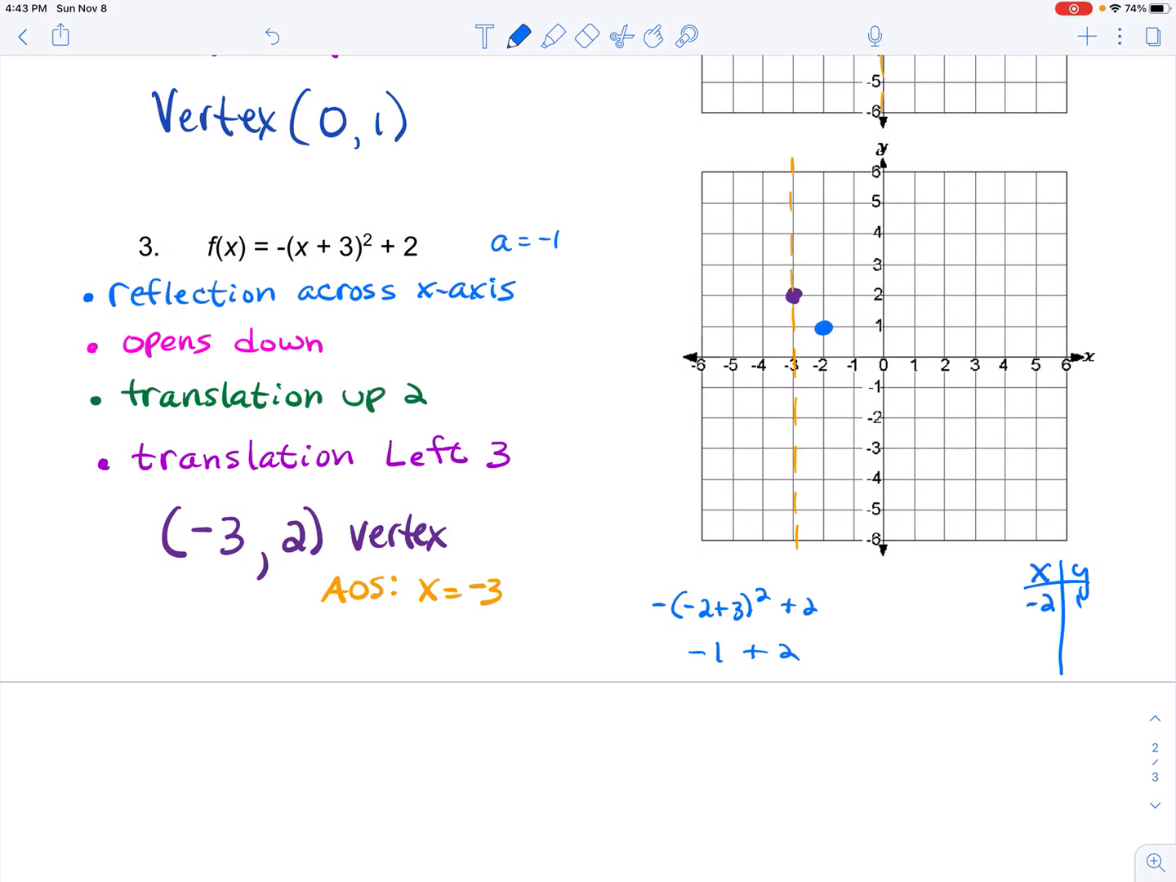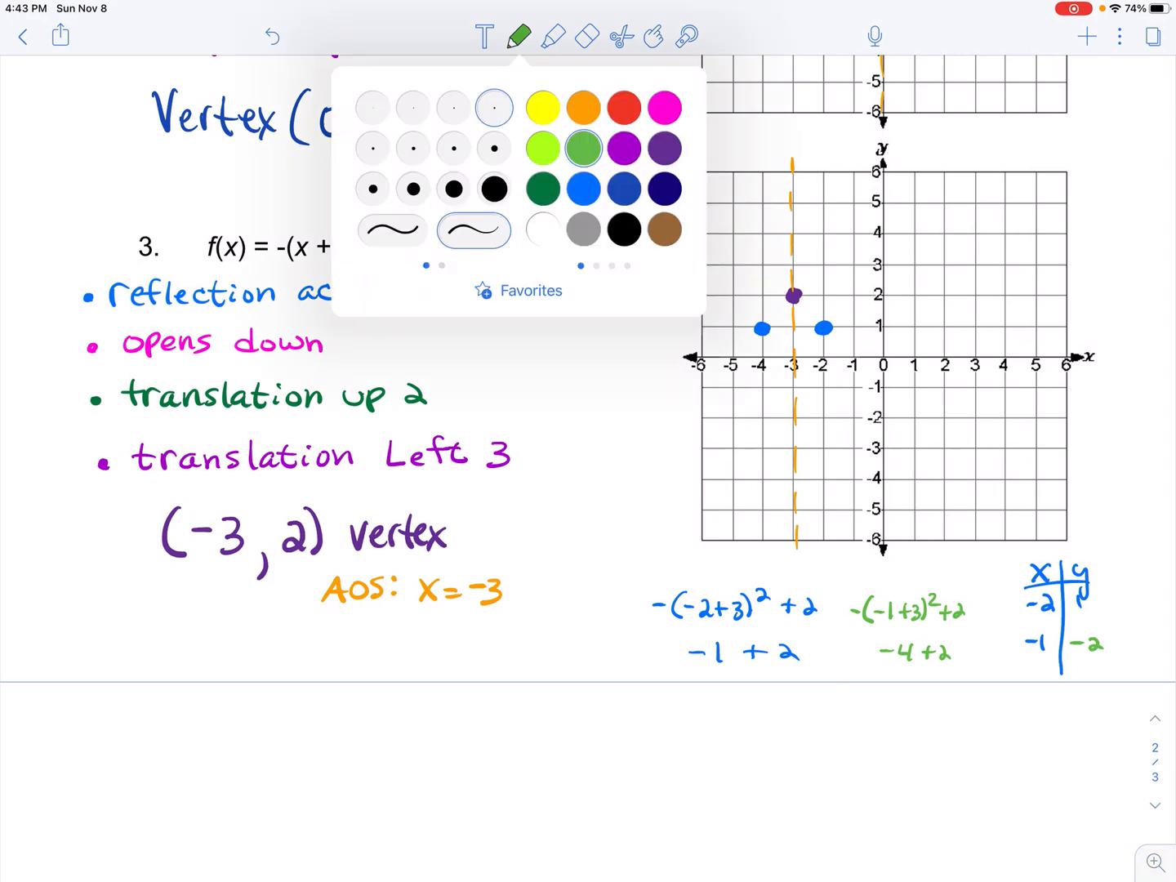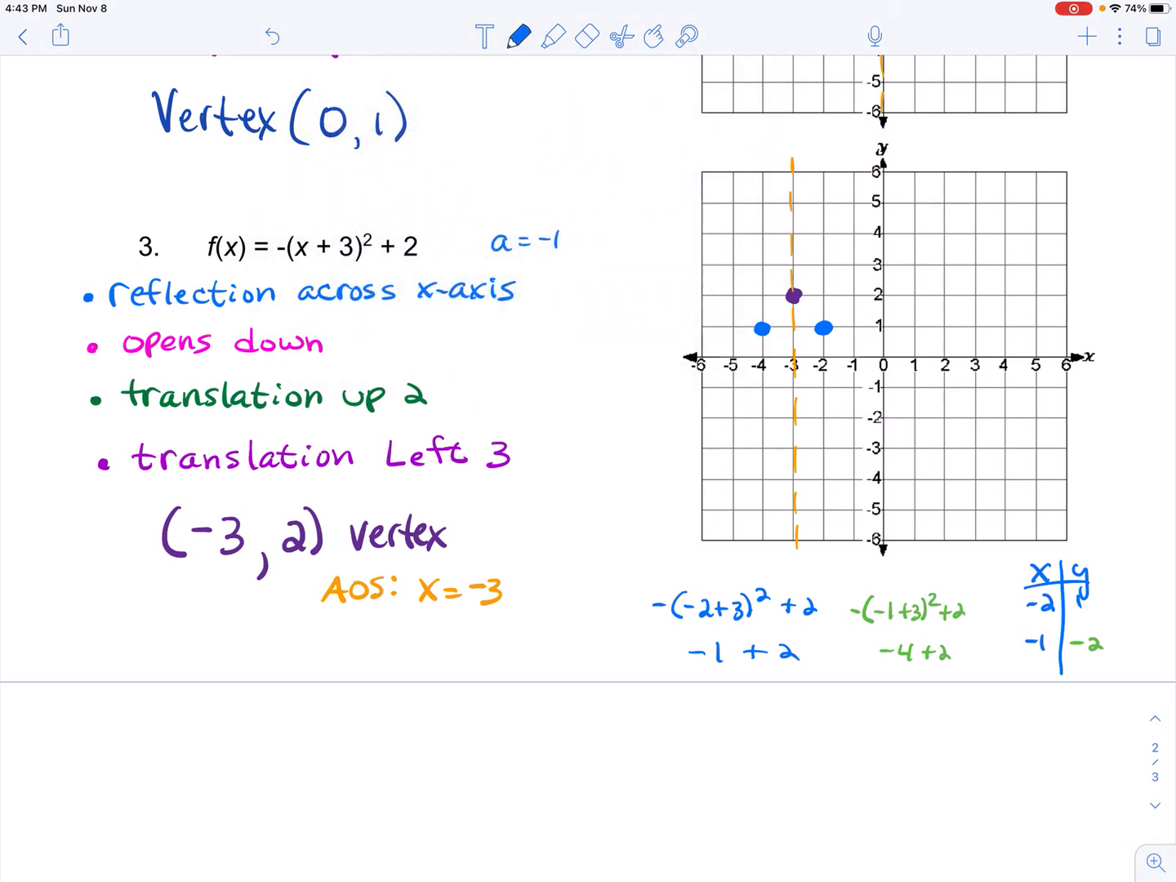That's nice. We have a mirror image on the other side, so I don't have to worry about that. Okay. And then what if I do negative 1 for x? I'll do this in a different color. So we have negative 1 plus 3 squared plus 2. So I get 2 inside my parentheses, squared 4. So I get negative 4 plus 2. So my y value is negative 2. So at negative 1, negative 2. And the mirror image.